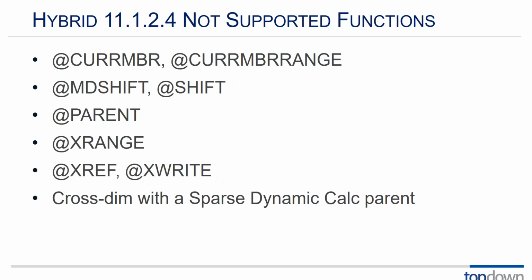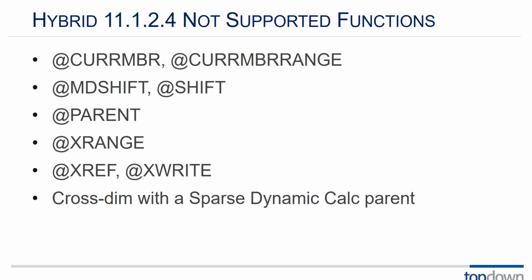All right. So whenever you start working with Hybrid, even with 11.1.2.4, you need to look at what is not supported. Because if you absolutely need some features, some calculations, you need either to find a workaround or maybe not apply Hybrid. So I made a selection of the ones that I use and that I see are not supported: add current member range, MD shift, which is quite useful, parents, xrange, that Ron just talked about, xref, xwrite. Xref, xwrite makes sense because we are dealing with ASO databases and it's not supported.